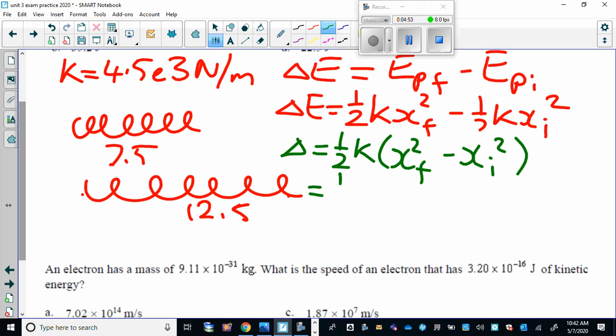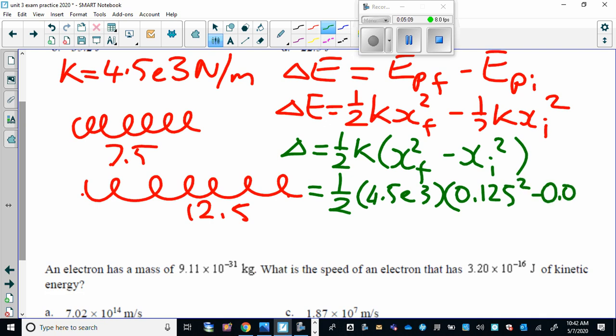And then, what is it? 4.5 E3. The final is the 12.5 centimeters. Make sure you change it to meters. The initial was the 7.5. Make sure you again change it to meters. Stick that into your calculator, and you end up getting the answer, which turns out to be 22.5 joules, or D.